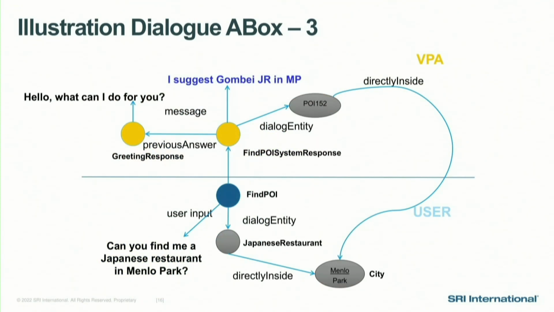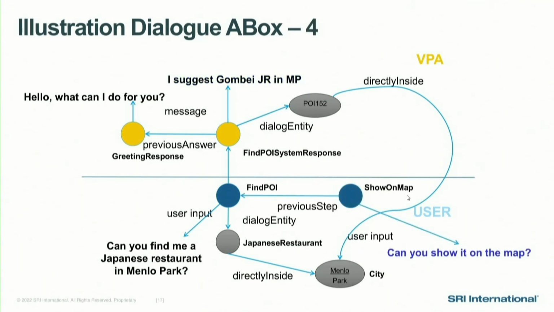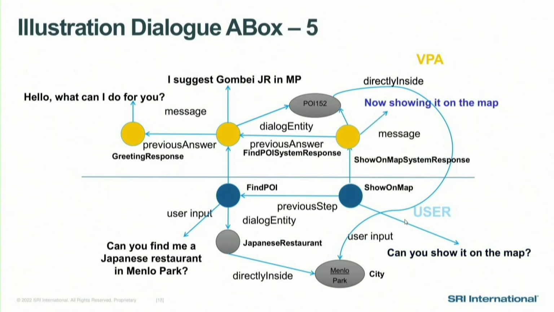Here, a find POI system response has been computed, and the retrieved matching restaurant instance POI 152 is also included in the result structure. When the user now says, "Can you show it on the map?" instantiating a show on map intent, yet another rule is being executed, and a show on map system response is being asserted. Now, the rule that executes show on map knows that it refers to the last presented dialog entity, in this case the Japanese restaurant POI 152. And note that we are also asserting bookkeeping relations such as previous step and previous answer, so that we can traverse and navigate through the full dialog A-box, the full discourse history.